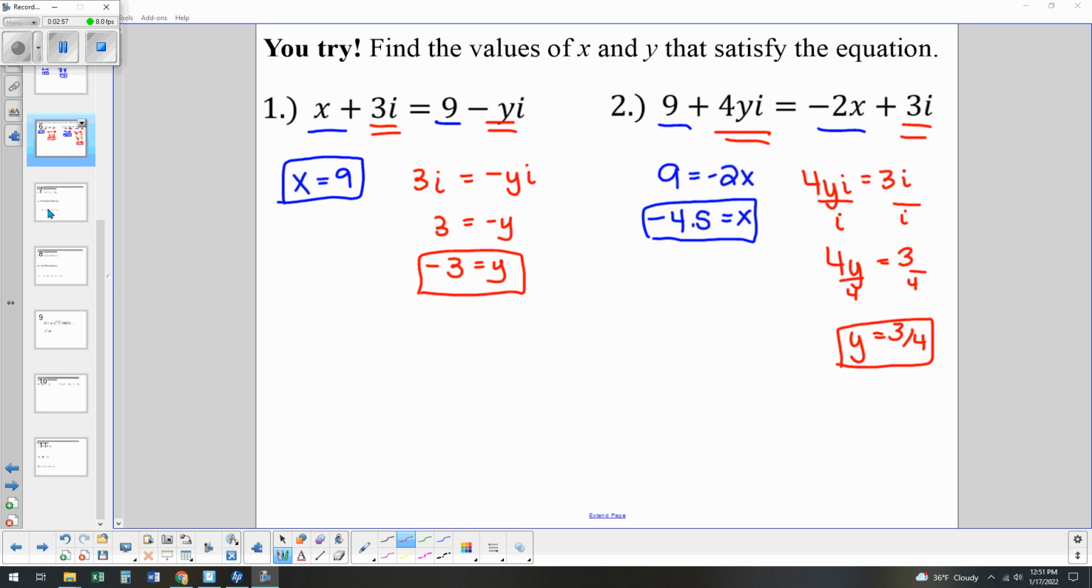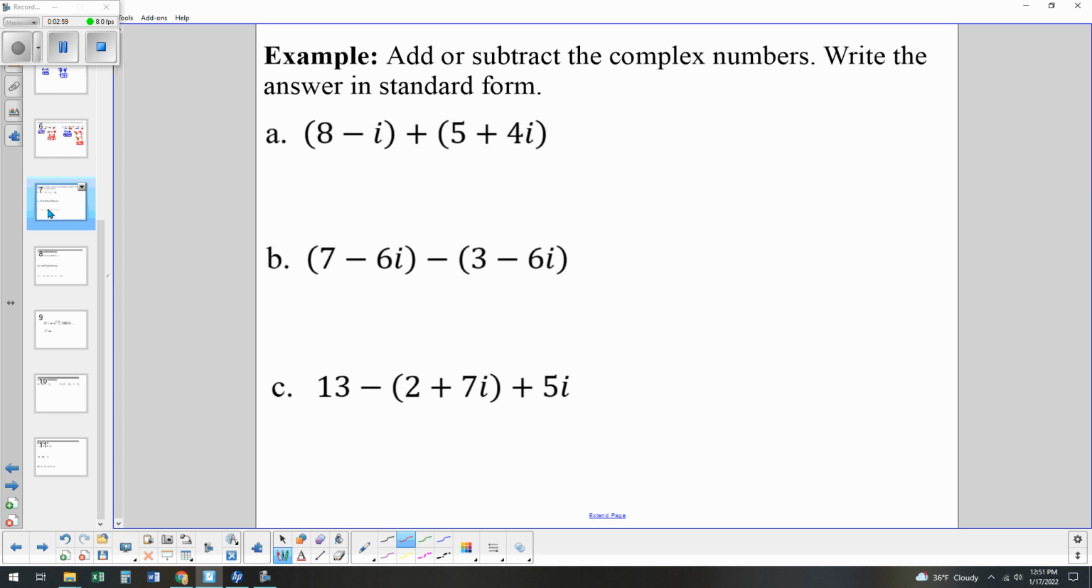Something else we could do with complex numbers is we can add and subtract them. So if I want to add and subtract the complex numbers, I'm almost treating the i like it was a variable. So I'm going to look for like terms. So here, right, addition, so nothing happens to this set of parentheses. We have an 8 and a 5. So 8 plus 5 is 13. And then I have the imaginary components, negative i and positive 4i. So negative 1 plus 4 is positive 3. And this is standard form because the real part comes first and the imaginary part comes second.